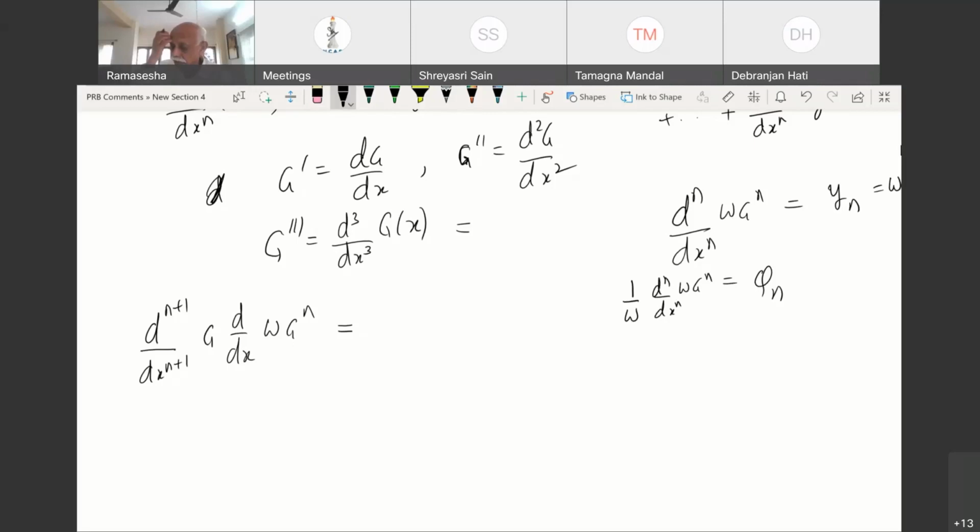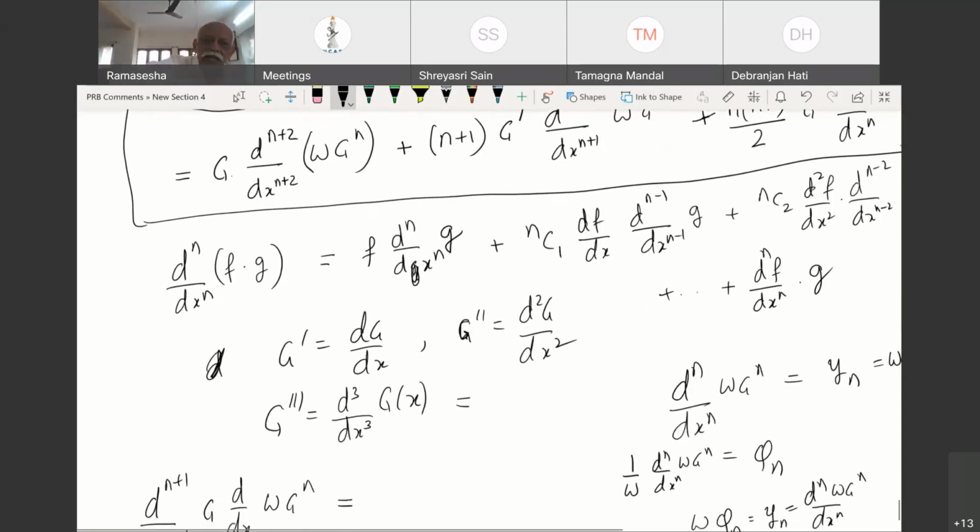This was the orthogonal polynomial. Okay. So I say that W times Pn is equal to Yn, equal to d^n upon dx^n of W g^n. Correct? I've just written the nth differential of W g^n as some function Yn. Okay, if I do that, then yeah.